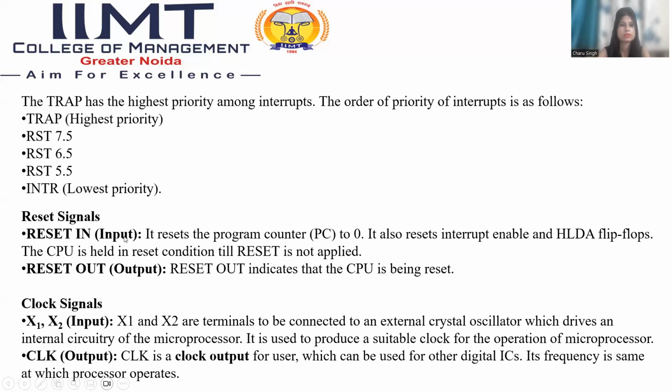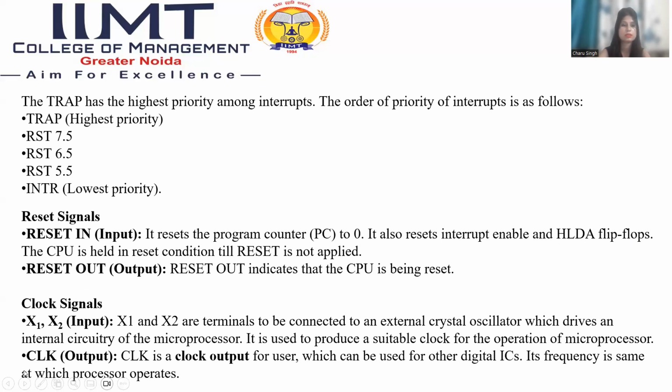Then we have the reset signals, that is RESET IN and RESET OUT. RESET IN resets the program counter to 0, and it also resets the interrupt enable and hold acknowledge flip-flops. The CPU is held in the reset condition until reset is released. And then we have RESET OUT. RESET OUT indicates that the CPU is being reset.